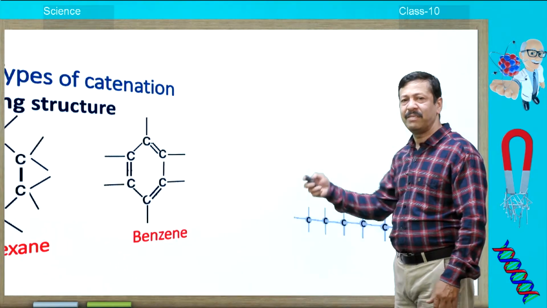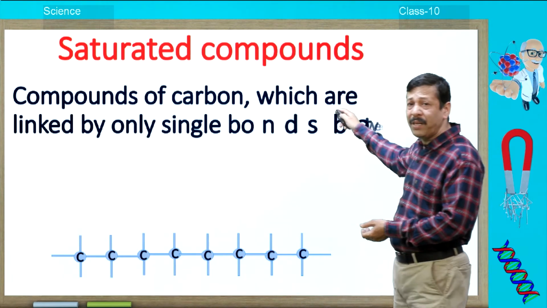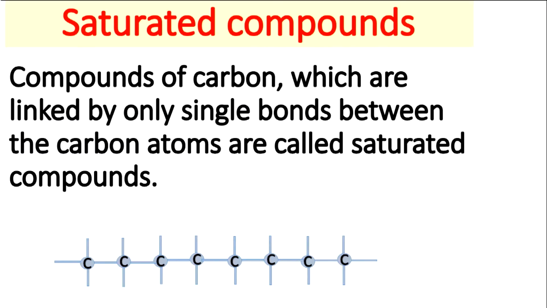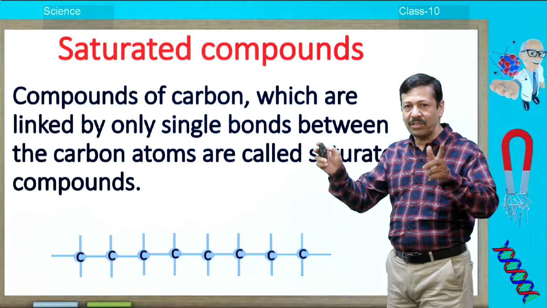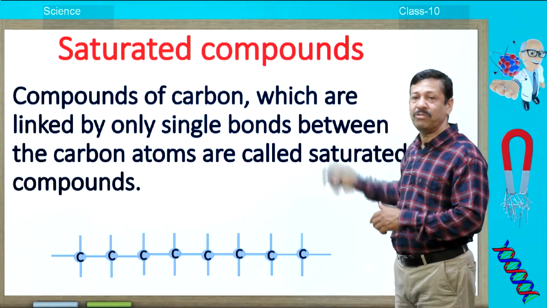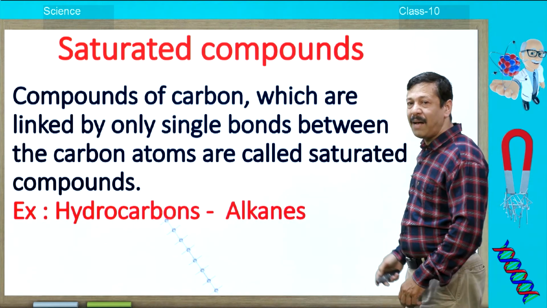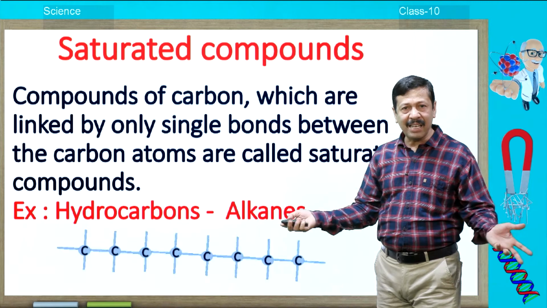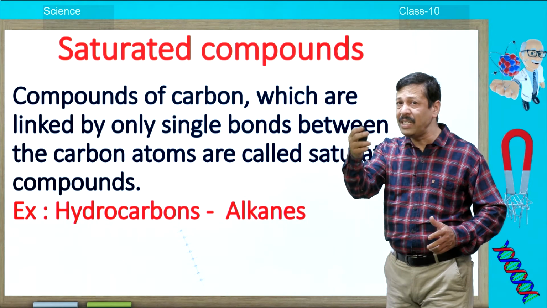Cyclohexane and benzene, the compounds of carbon which have only single bonds between 2 adjacent carbon atoms, only single bonds, are called saturated compounds. For example, hydrocarbons called alkanes. Alkanes are the class of compounds with only single bonds.